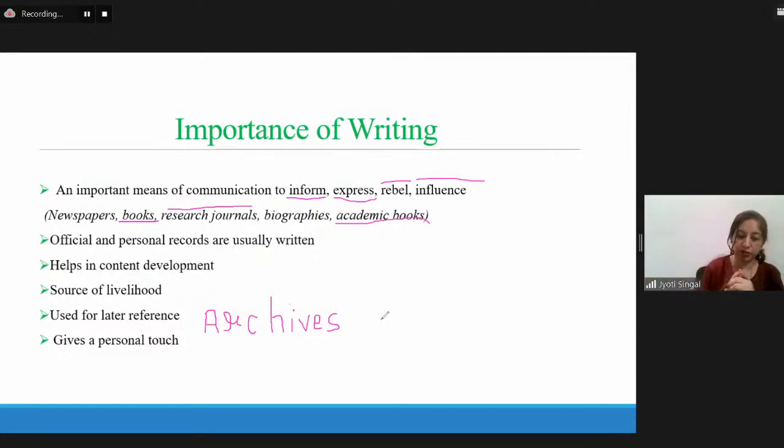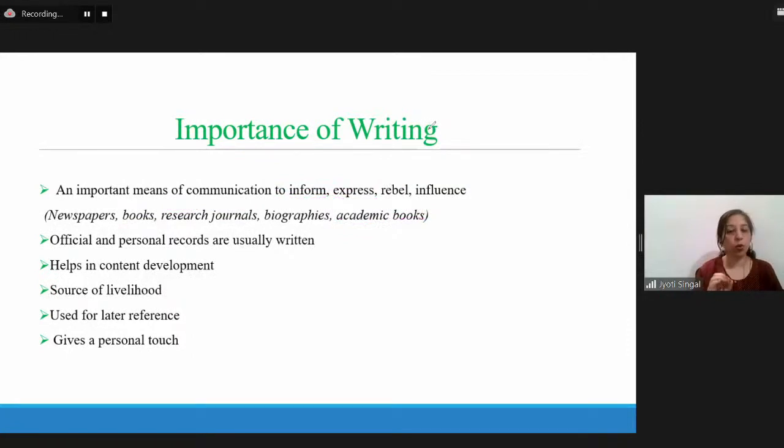And last of all, it gives a personal touch. This is something very close to me also. When you want to wish somebody, if you simply say happy birthday, it might not create as much of an effect as when you make a card for that person. So that's the reason why we say writing always creates a personal touch.